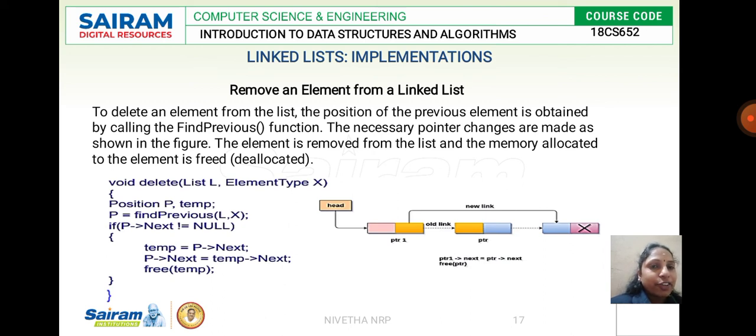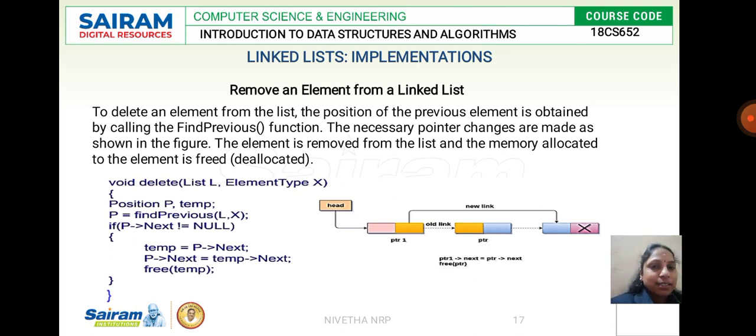So what is the function we use here? We are performing the delete function on the list L, and the element you are going to delete will be X, and the data type for that will be ElementType. First we want to know the position where the element is present, which we denote through P, and the temp. Temp is the data element you are going to delete; you store that in the temporary and you free that temp. Freeing that temp means you deallocate the memory that was allocated for that particular node.